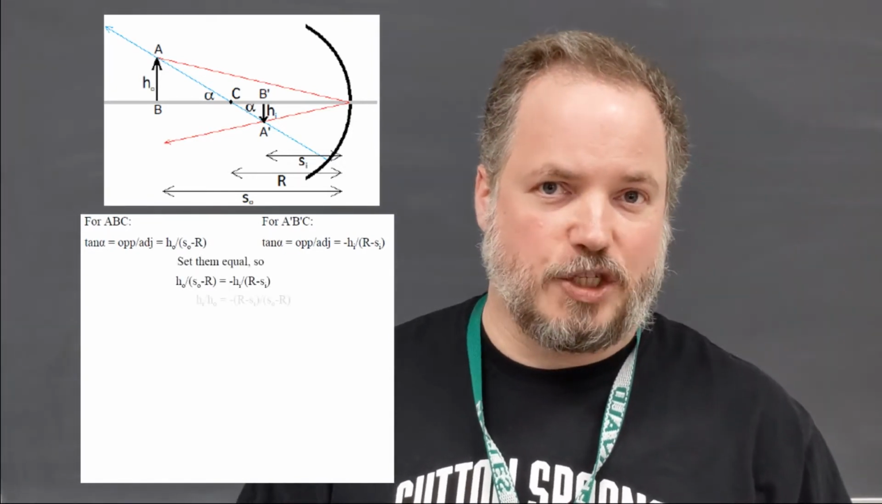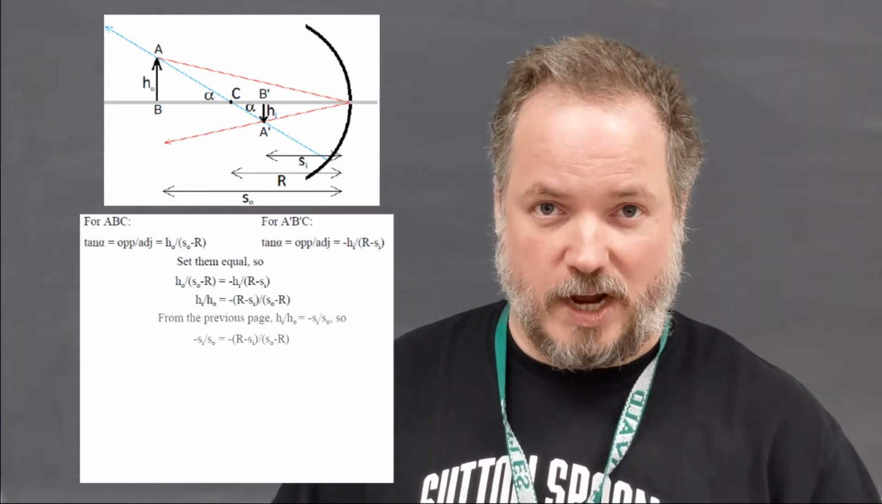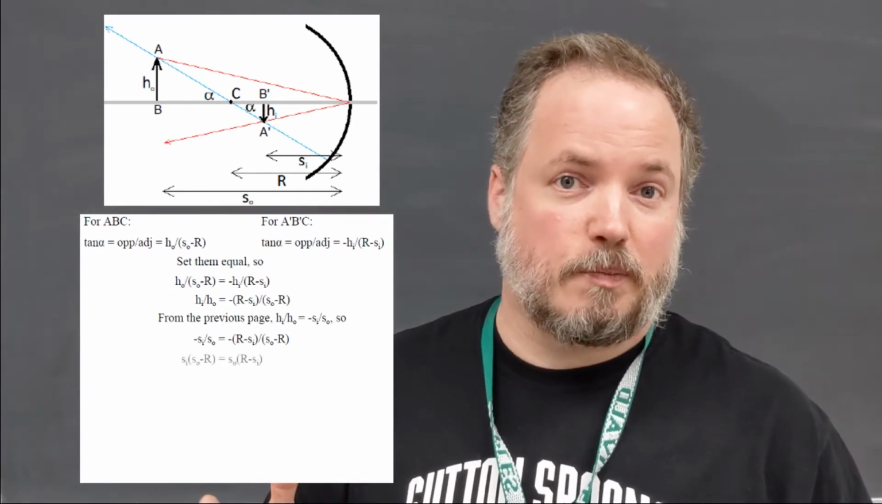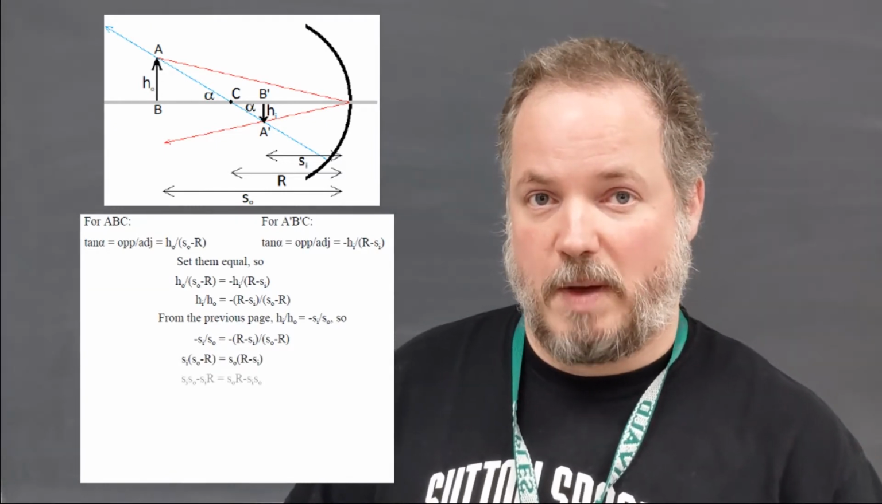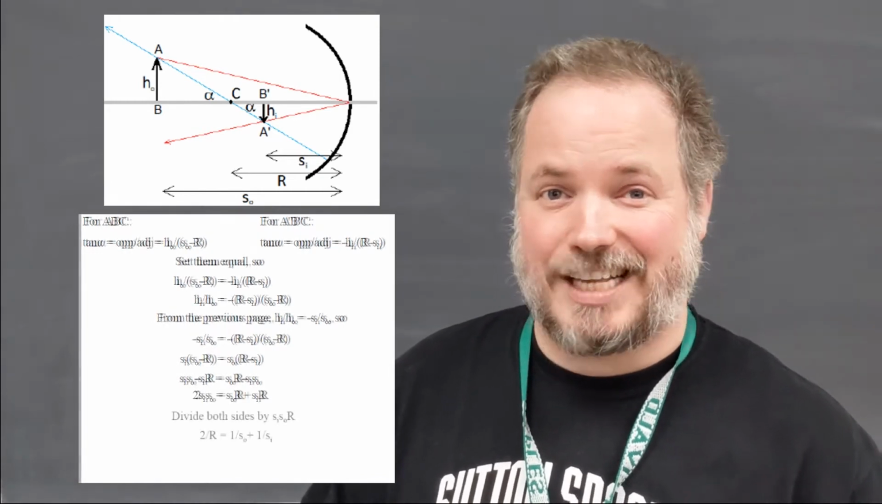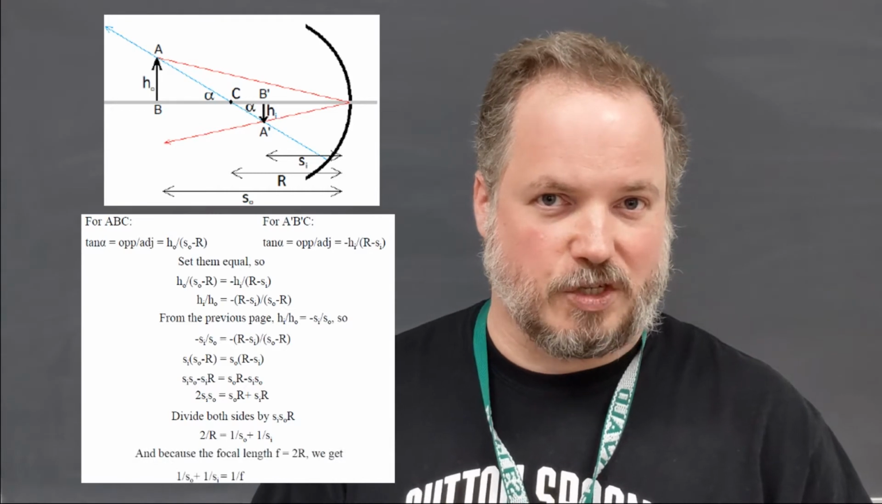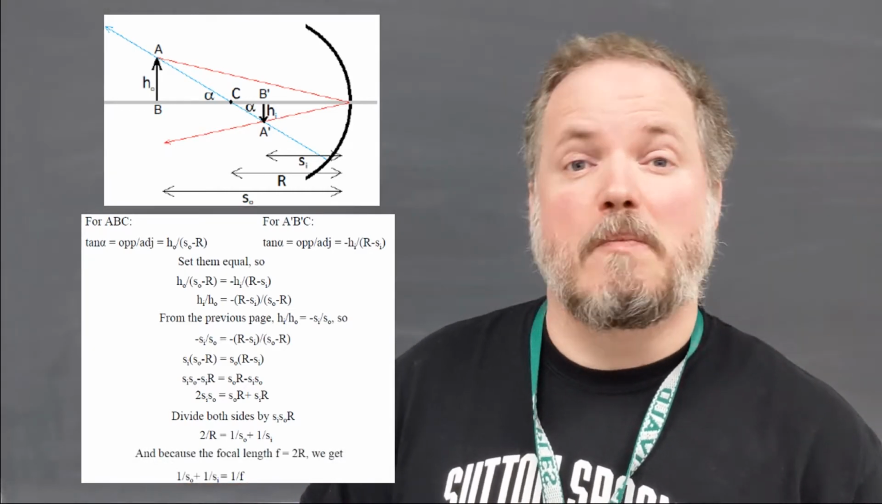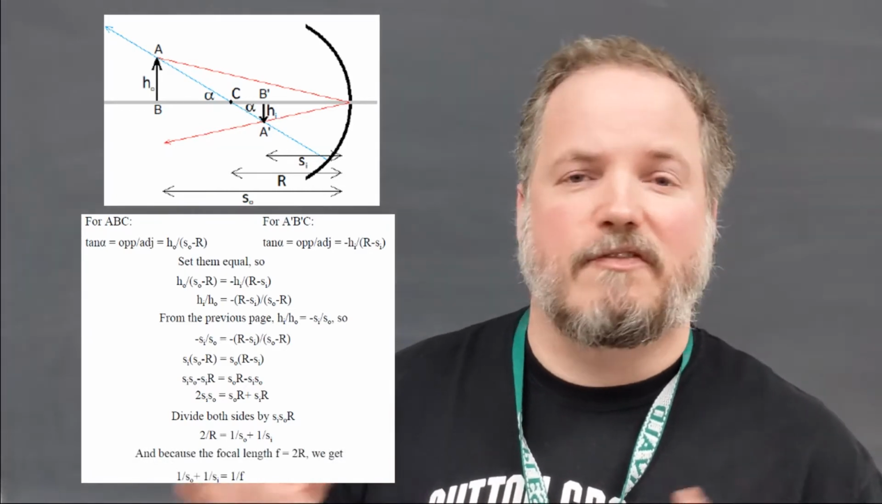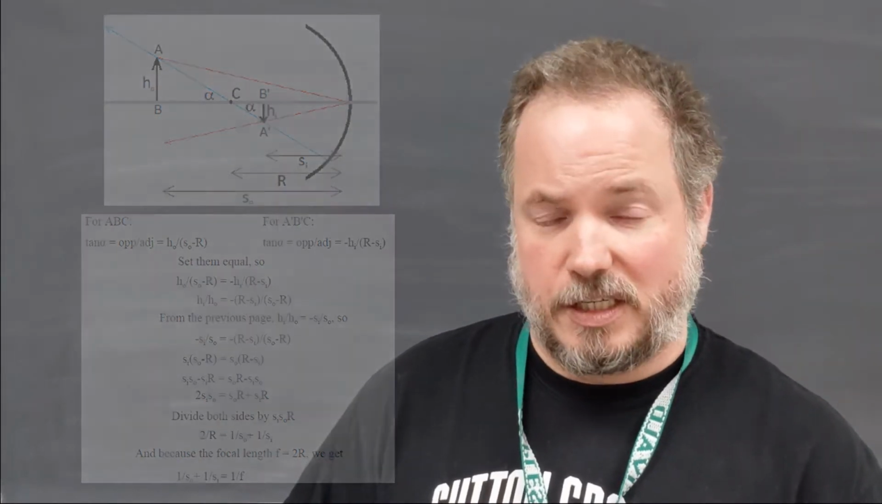Group the opposites and the adjacents, and then use our previous formula that the ratio of heights is equal to the ratio of distances. Now we can multiply back over, multiply through the binomials. Rearrange and then divide both sides by SI, SO, R. Finally, we know that 2 times the focal length equals the radius of the circle. And there you go. There's the mirror formula. It works for diverging mirrors as well, and you can do something very similar when it comes to lenses. I'm not going to go through it again for each of those, but it does work, trust me.